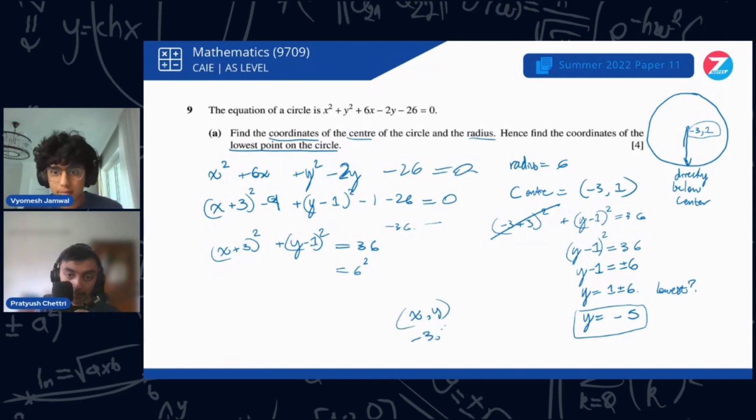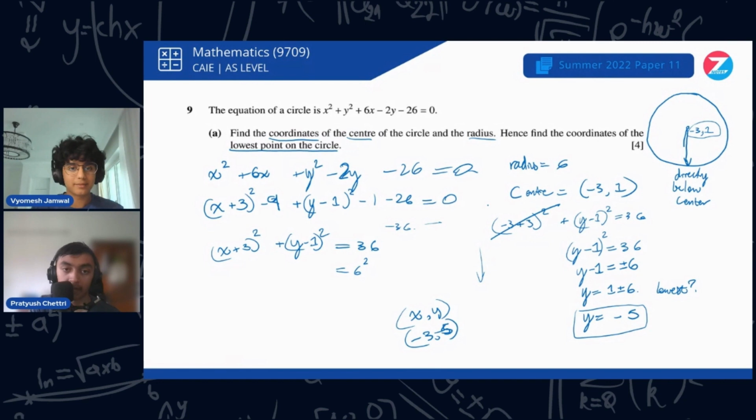Minus 3, minus 5. Wait, I think it's incorrect. I'm sure it's just 6 below. Oh wait, never mind. Okay, that makes sense. This is correct. Yes, 6 below the center of the circle.